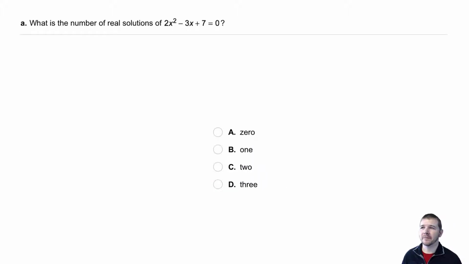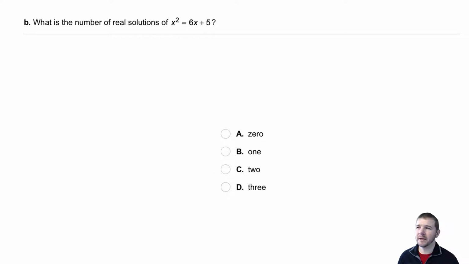Your turn, part A. What is the number of real solutions of 2x squared minus 3x plus 7 equals 0? Part B. What is the number of real solutions of x squared equals 6x plus 5?